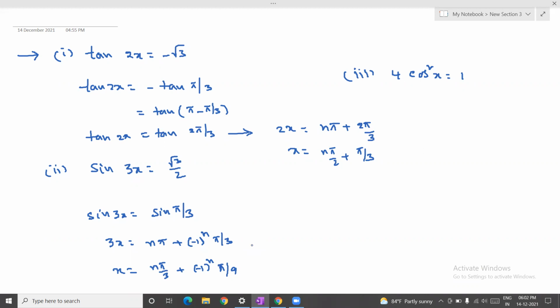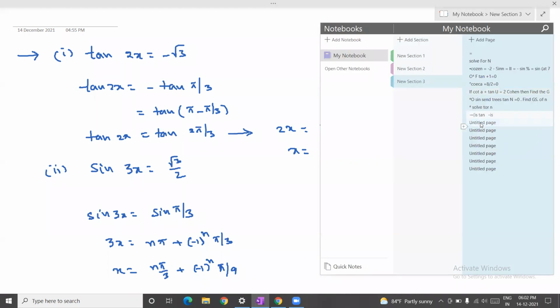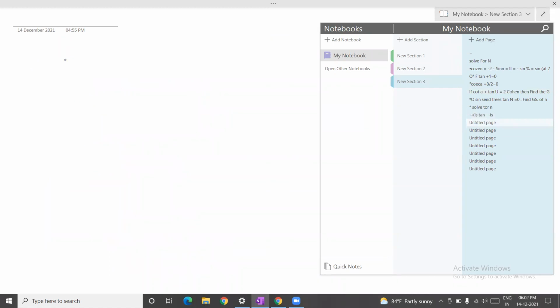We'll move to the next question. Yes, sir. Yeah. Next question is 4 cos square x. Sir, can we directly take square root and solve? No. You can take squares on both sides and after that you can cross it. So I will show you that.